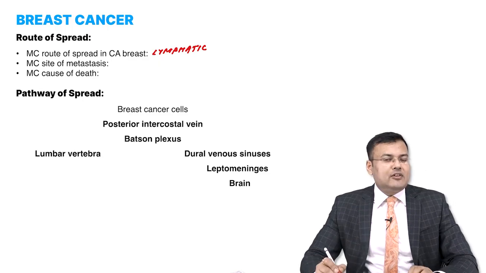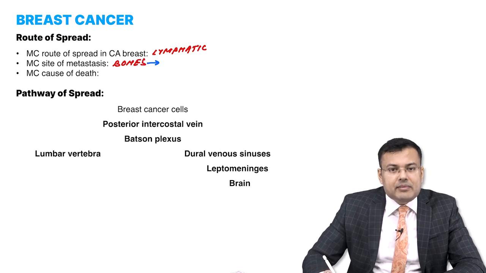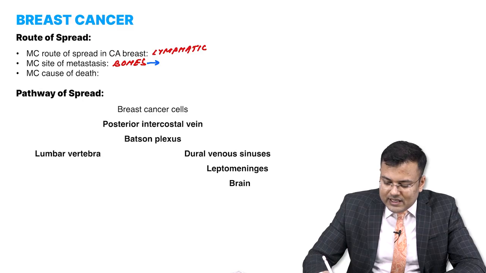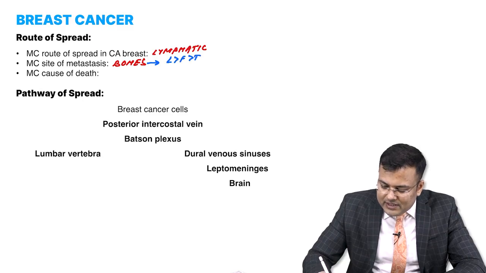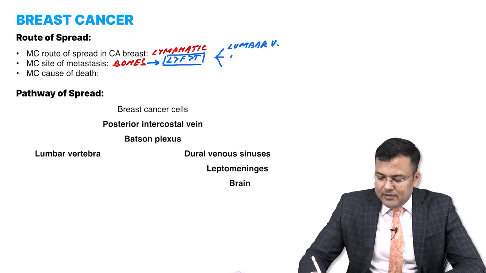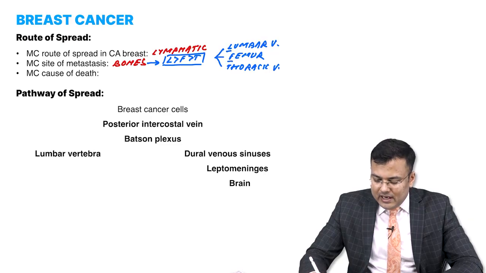Now, what is the most common site of metastasis? It is bones. Can you tell me which bones? We discussed already: the lumbar vertebra, followed by femur, followed by thoracic vertebra. How to remember? The mnemonic is LFT. Lumbar vertebra, followed by femur, followed by thoracic vertebra. LFT, clear?